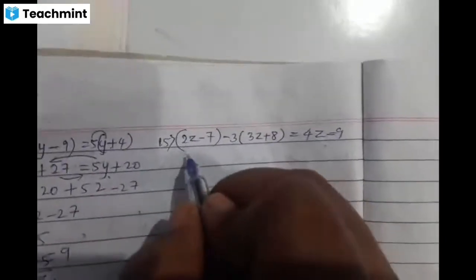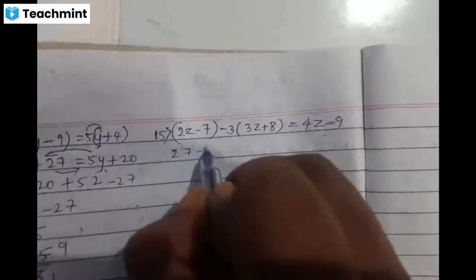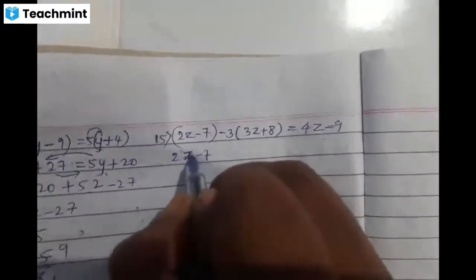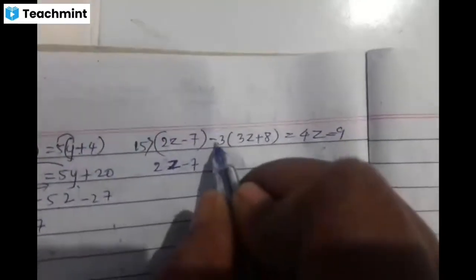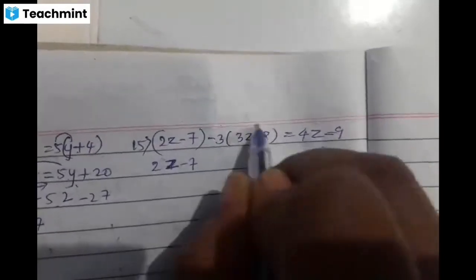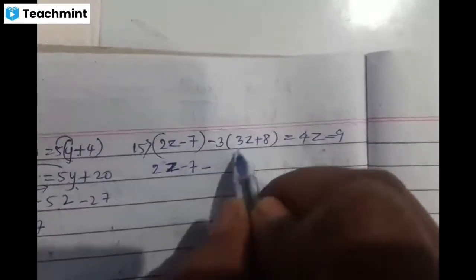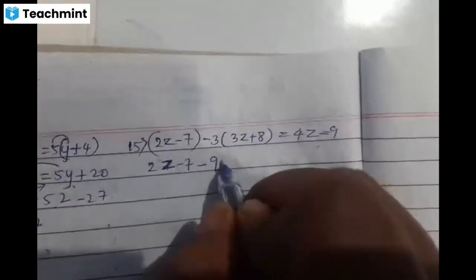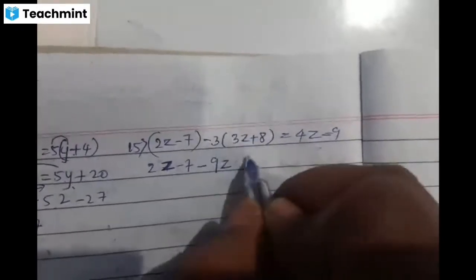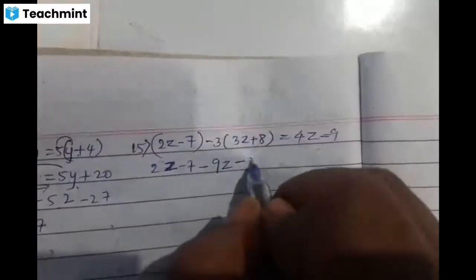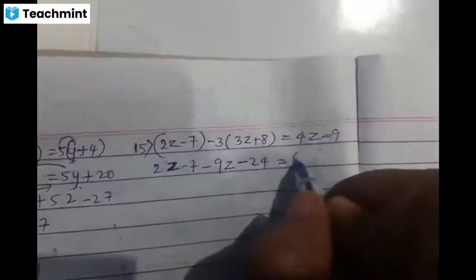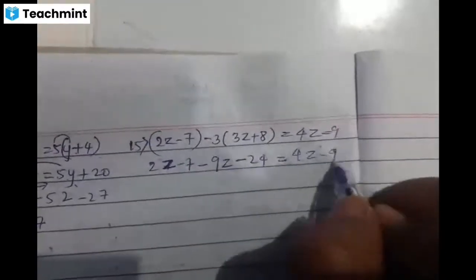What we have to do? Again, we have to remove the brackets. 2z minus 7, minus sign is outside. So the inside sign changes with the multiplication. Minus 3 into 3, minus 9, z as it is. Minus into plus is minus. 3 8s are 24, which is equal to 4z minus 9.